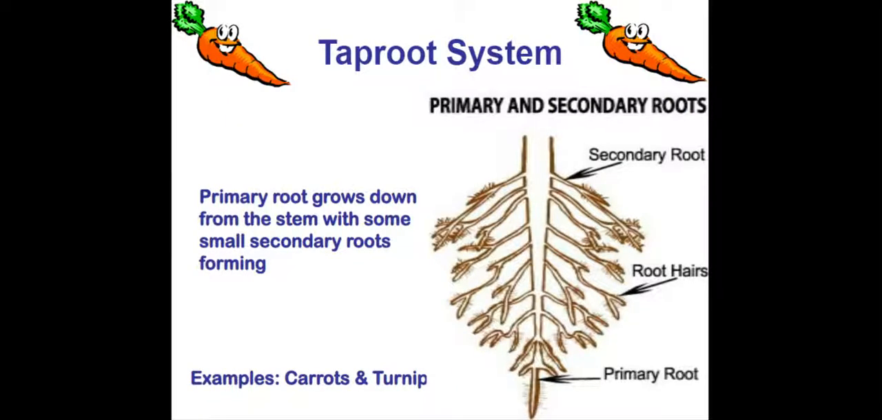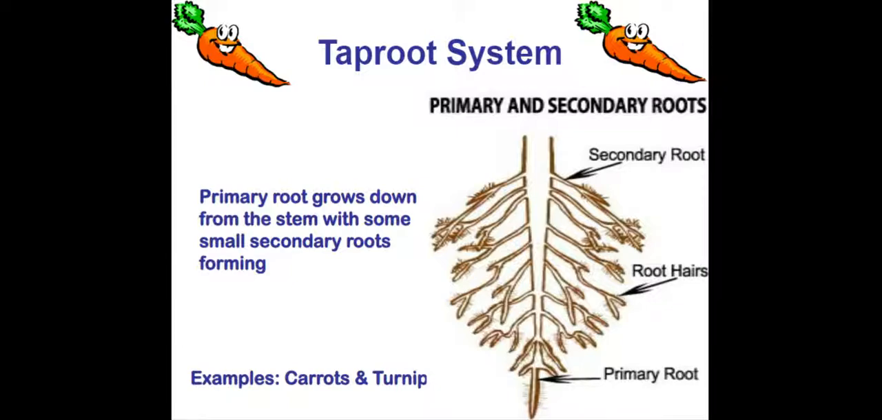So let's look at the taproot system first. When you look at a taproot, I want you to think of a pine tree turned upside down. Or maybe if it's around December, you might recognize it as an upside down Christmas tree. There is one main root, the primary root, right down the middle. That would be like the trunk of a tree.